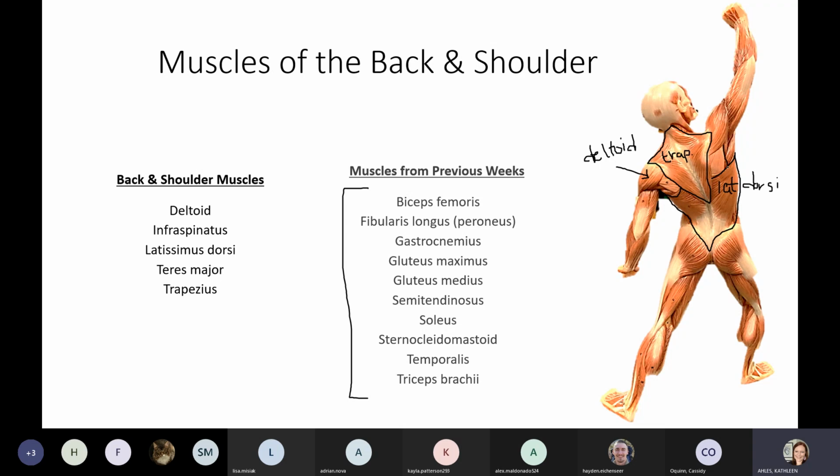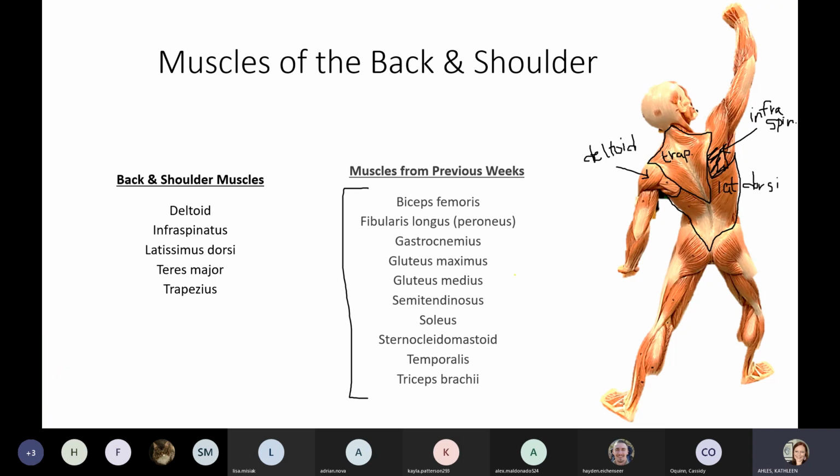This bright pink one that I see right here, I'm going to go ahead and color it. This bright pink one that I'm looking at, this is called infraspinatus. Infraspinatus. It got its name because it is below the spine of the scapula, infraspinatus.